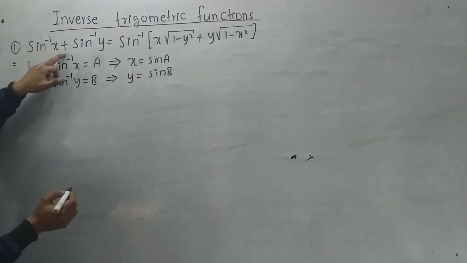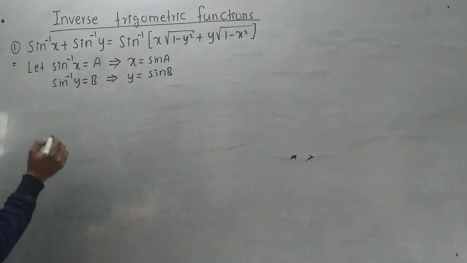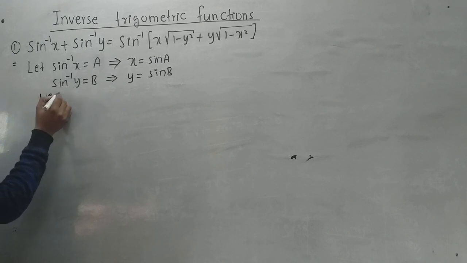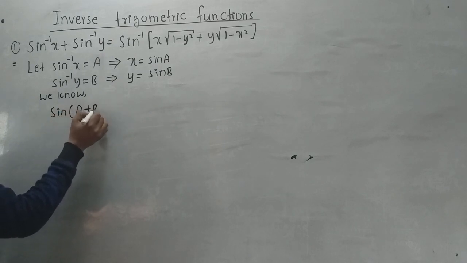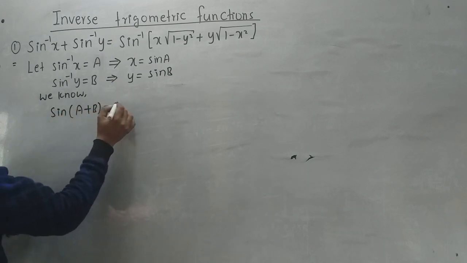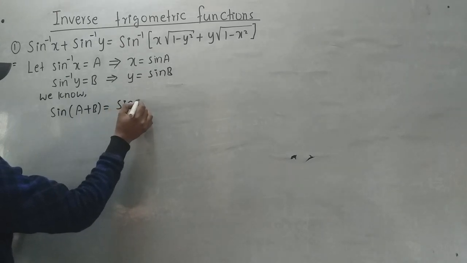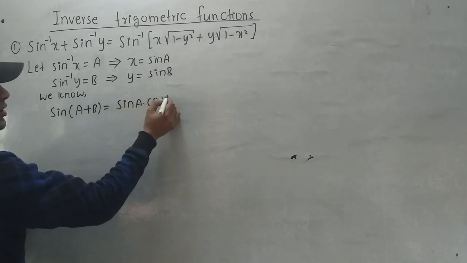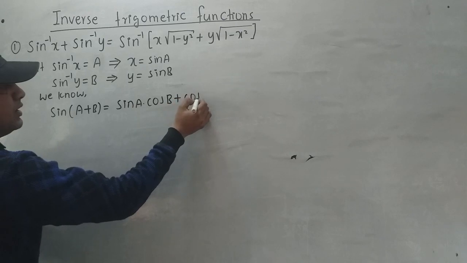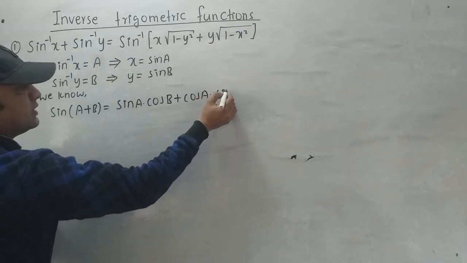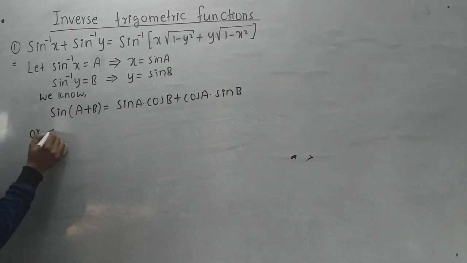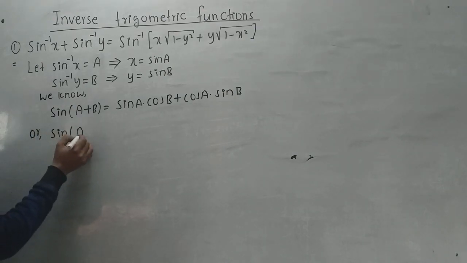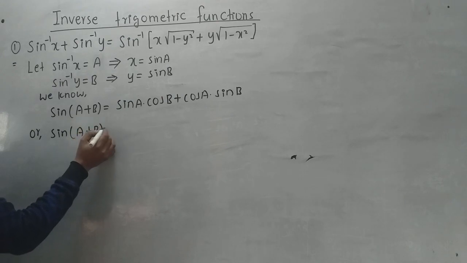So here the sign is plus, so we are going to use the formula for sine A plus B. We know the formula for sine A plus B will be sine A cos B plus cos A sine B. Sine A plus B remains the same.